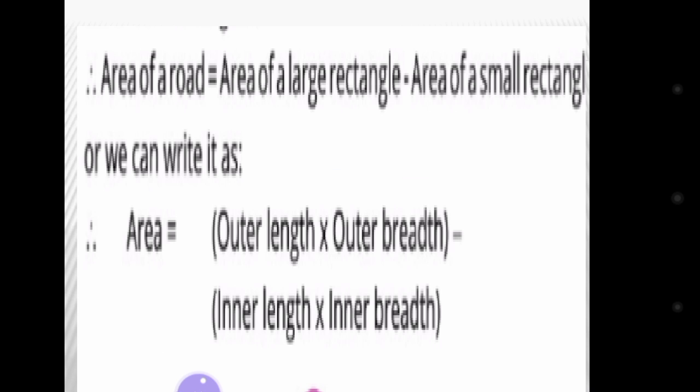As we discussed in our previous video, the formula of area is length into breadth. So the area of the large rectangle, or the outer rectangle, is equal to the outer length times the outer breadth, minus the area of the small rectangle, which is equal to the inner length into inner breadth. This way we find out the area of a road.